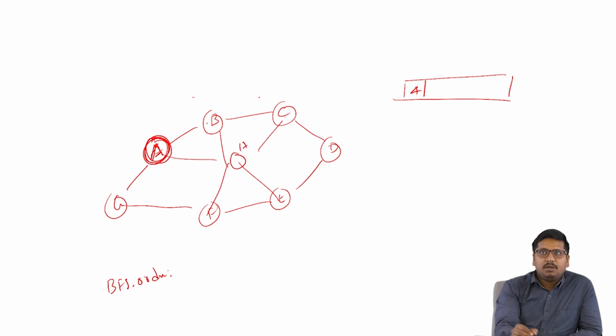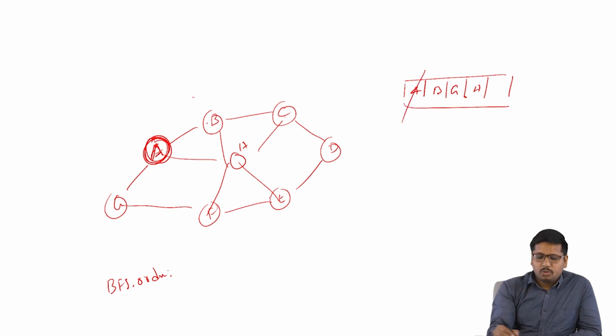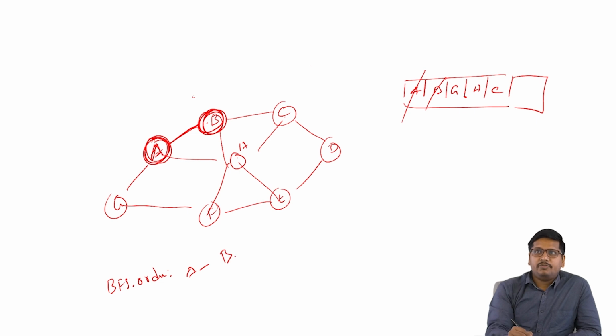So that should be B, G, F, and then H. F is not there. B, G, H. So what am I going to do? Remove this and add it to the BFS order. So next one is B. What are the nodes that are adjacent to B? C, H. H is already there, so C is added. So next visiting node is B. Then add it to the BFS order.